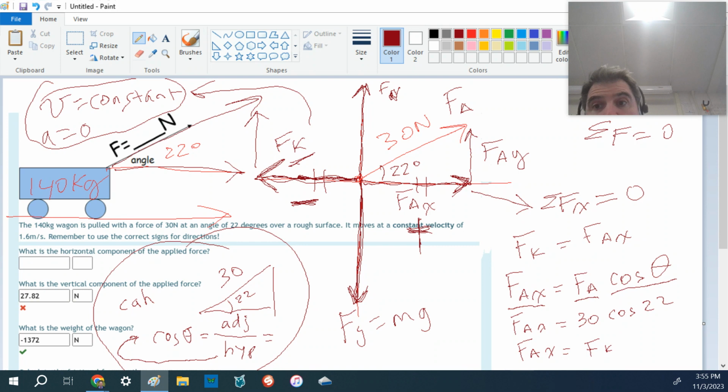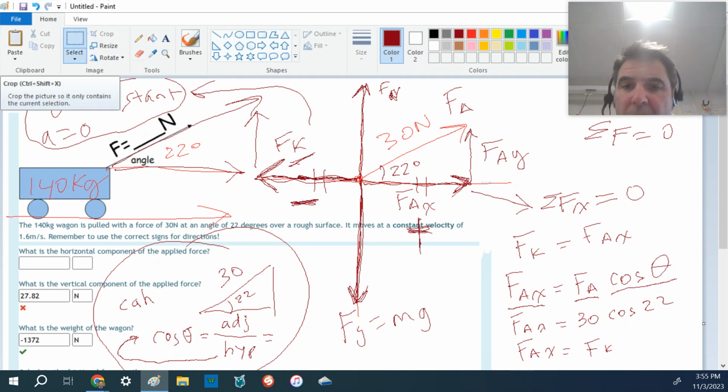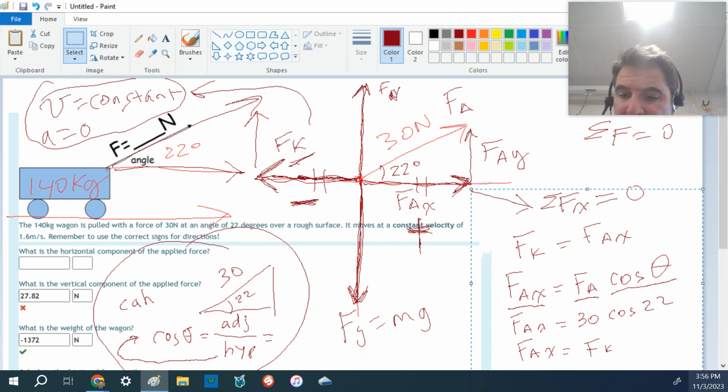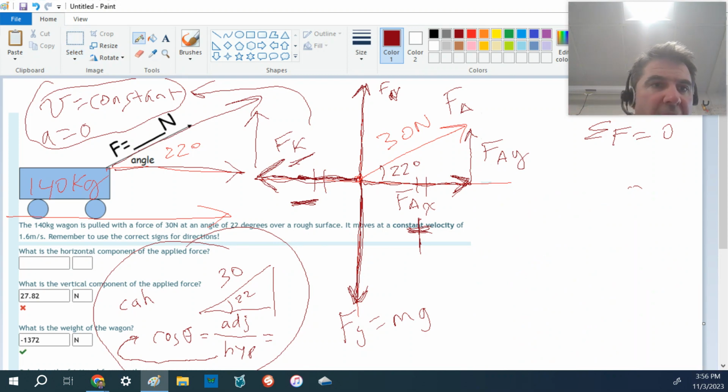Okay, it's a little harder to get FAY, harder to get FAY in the normal force. Let me show you why that is true. With FAY and the normal force, these two things both equal FG. So it would be Fn. The sum of the forces in the y direction also has to equal 0.